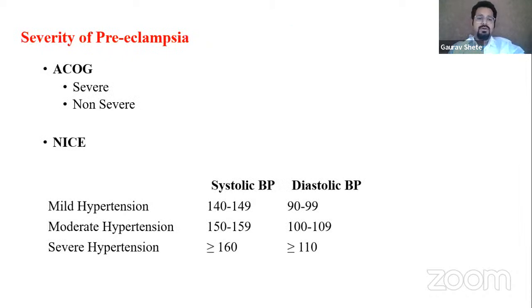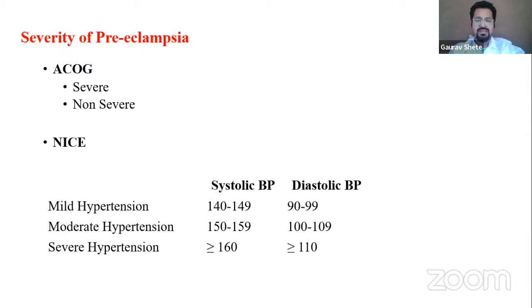Now, preeclampsia is differentiated by ACOG into severe and non-severe, and the NICE category defines it as mild, moderate, and severe. Basically, it is BP from 140 to 150 systolic, 150 to 160 systolic, and more than 160 systolic. Same for diastolic: 90 to 100, 100 to 110, and more than 110.